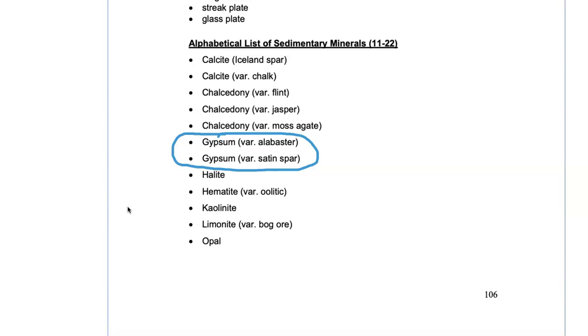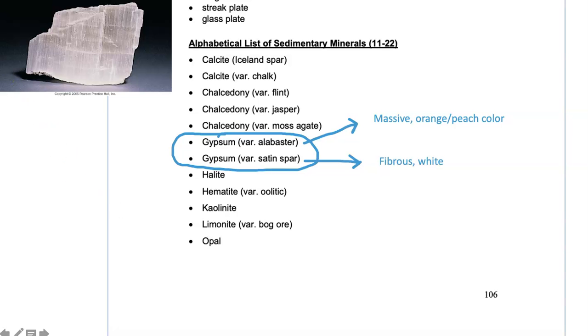Next, we have two different kinds of gypsum, which form in sedimentary environments where there's a lot of evaporation. Both of these have the same hardness, which is 2 on Mohs hardness scale, so both of these can be scratched with your fingernail. The variety that's called alabaster tends to be massive, meaning there's no clear cleavage, and it has an orange or a peach color. The satin spar is fibrous and tends to be white, and here's a picture of it right here.